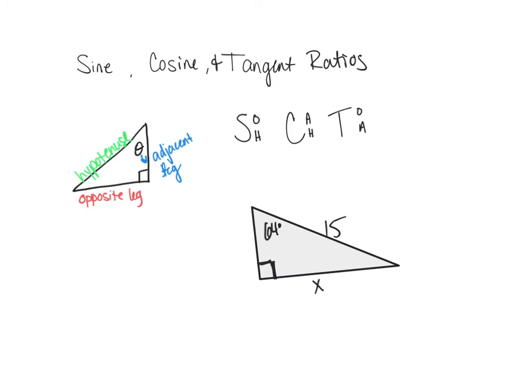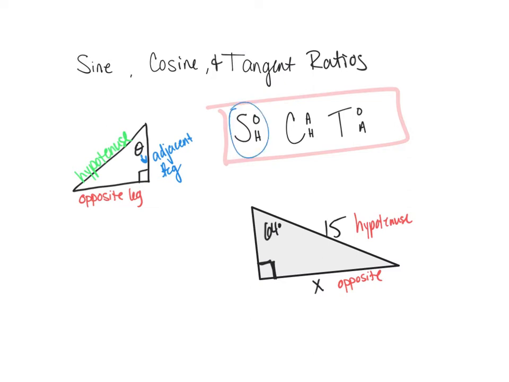So let's take a look at this triangle here. In this triangle, my angle is 64 degrees. The x is across from it, so the x would be my opposite leg. And the 15 is across from the 90-degree angle, so that would be the hypotenuse. So I go up here to my SOHCAHTOA that I write on the top of every paper that I work on, and I see I have O and H, so this is going to be the sine ratio. So I'm going to say the sine of 64 is equal to x over 15.